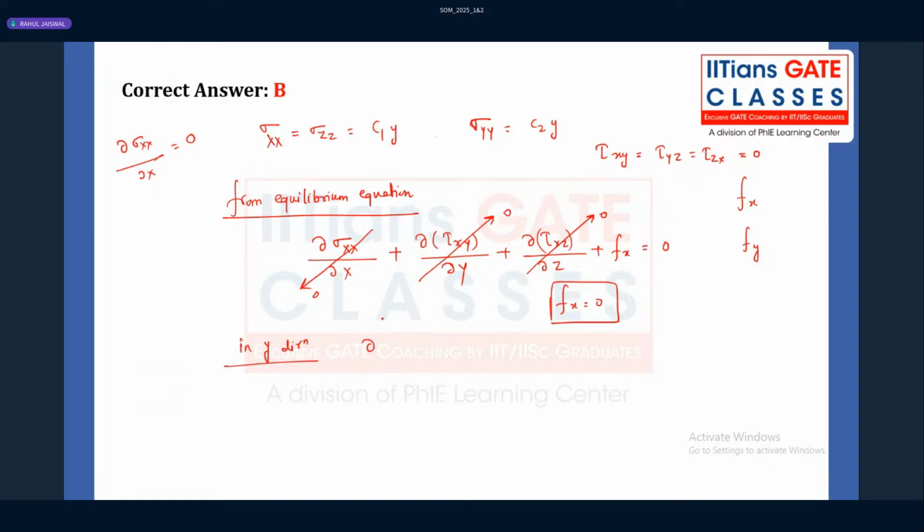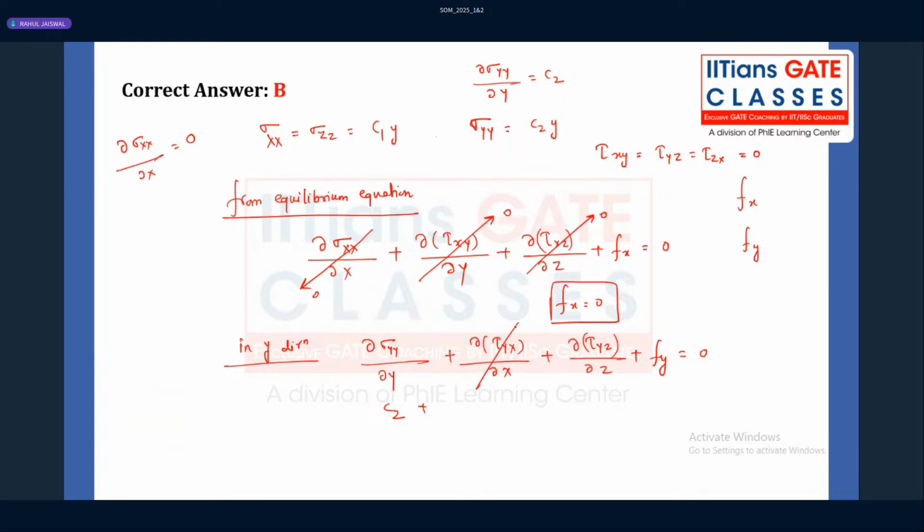That is dou sigma yy upon dou y, plus dou tau yx upon dou x, plus dou tau yz upon dou z, plus fy, that is equal to 0. Dou sigma yy upon dou y will be what? C2. So this term will be C2.